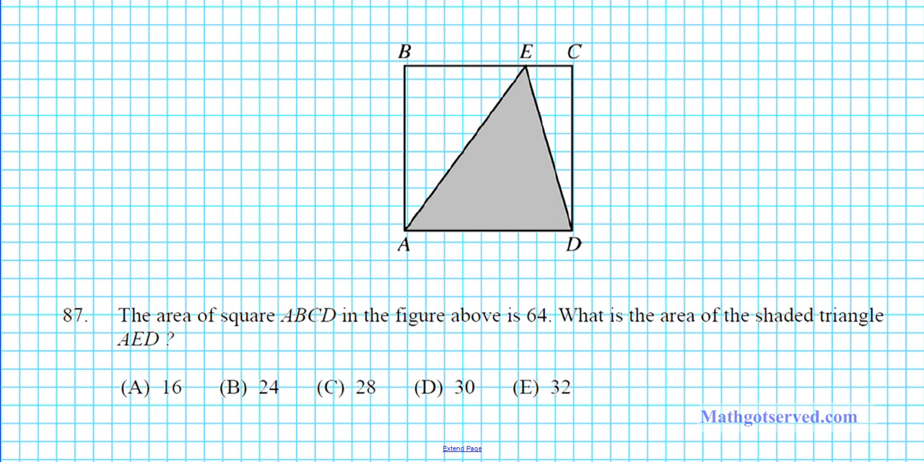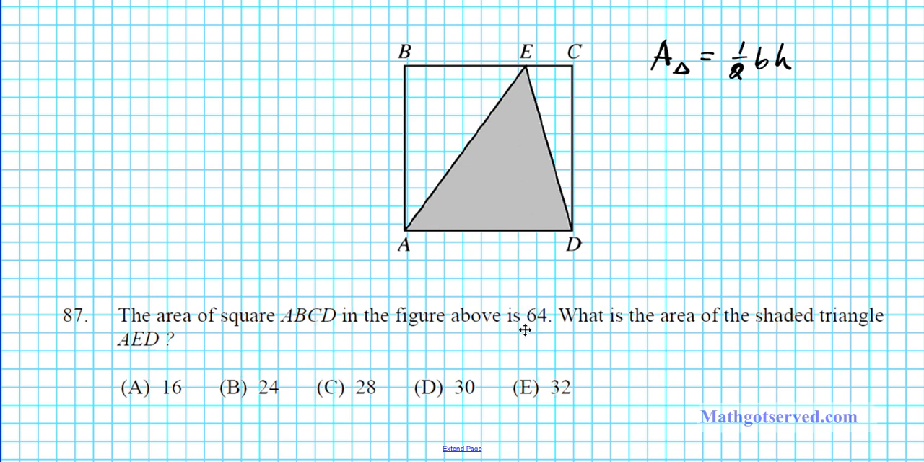All right, let's take a look at problem 87. It says the area of square ABCD in the figure above is 64. What is the area of the shaded triangle AED? All right, so area of a triangle, what is the formula for area of a triangle? Area of a triangle is 1/2 base times height, right? So all we need to do is find the base of this triangle and also the height. How do we do that?